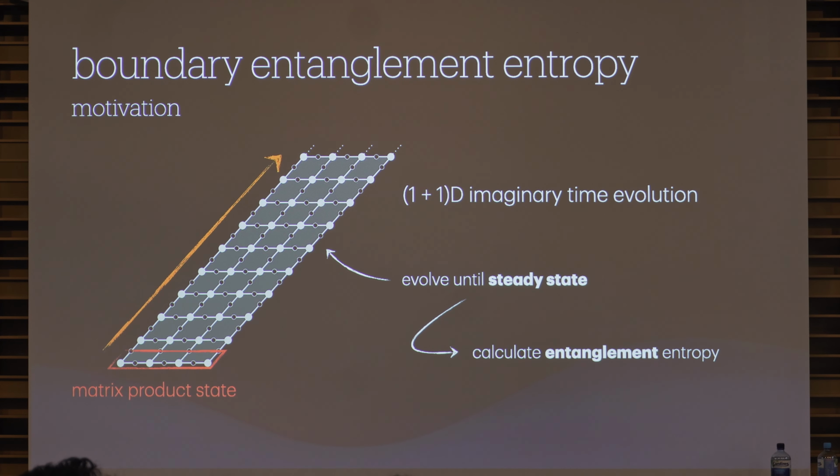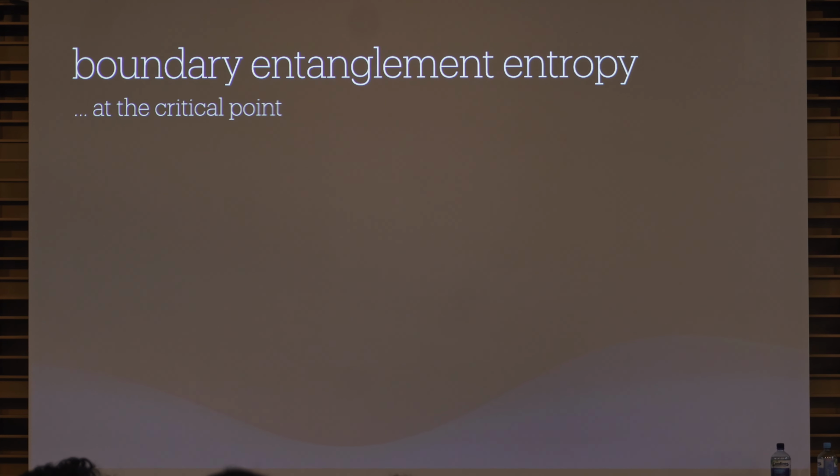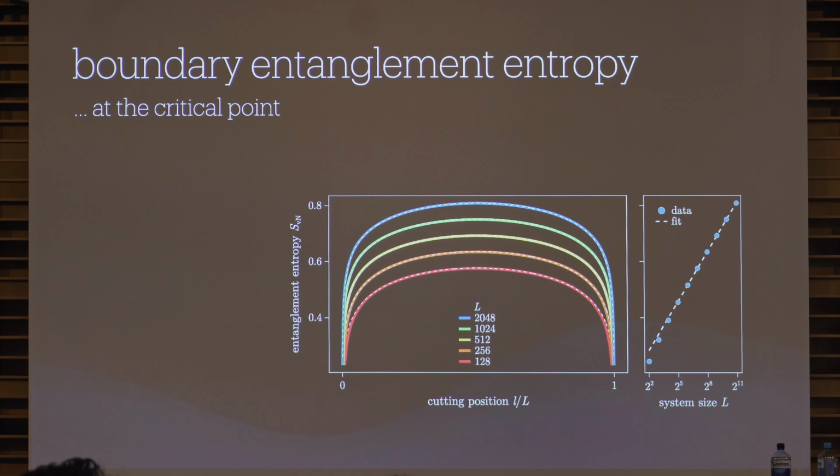So let's again look at an example for our benchmark. So now for this system that maps to the clean Ising system exactly at the critical point. And here's how it looks. On the left, the plot shows the entanglement entropy as a function of the cutting position, so where exactly I cut my one-dimensional chain. And then the right plot shows the entanglement entropy for a bipartition as a function of the system size.